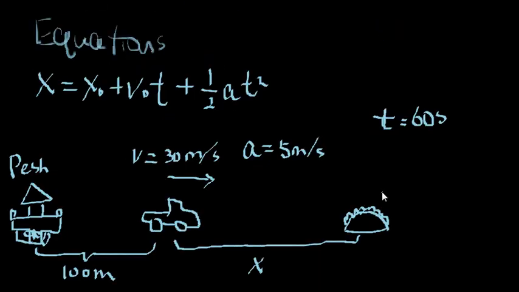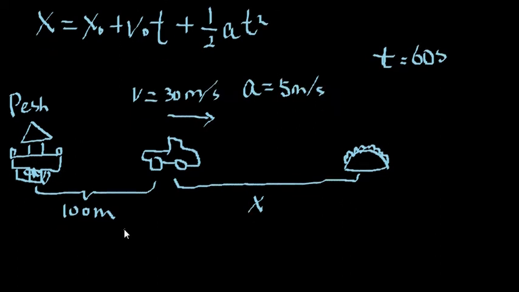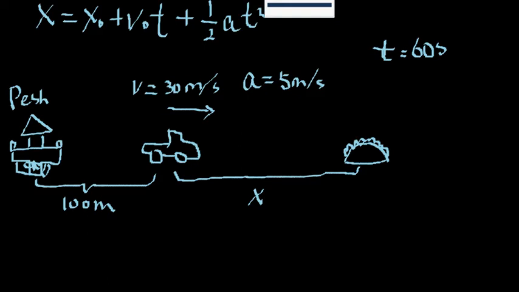Note in this question, Antonio starts from a non-zero original position. His original position is 100 meters from the school, so x initial here is 100 meters. v initial is 30 meters per second. What's the acceleration? 5 meters per second squared. And what's the time? 60 seconds. We're trying to get x. It's a fairly easy question. We have all these variables, so it's easy to set the equation up.